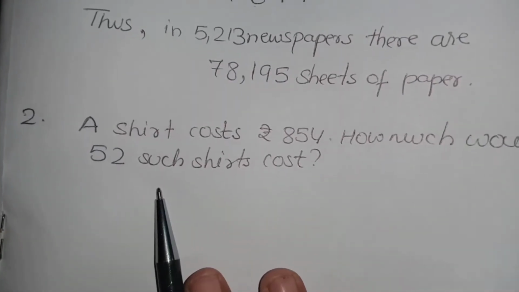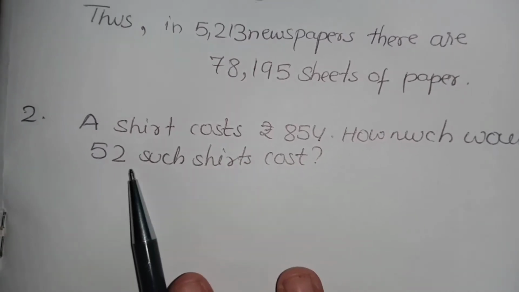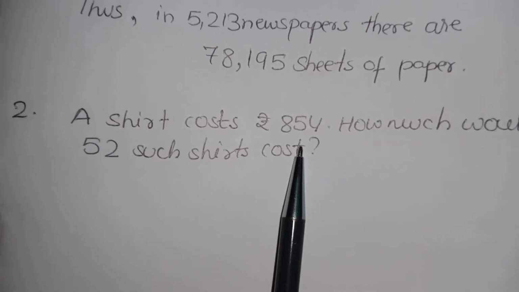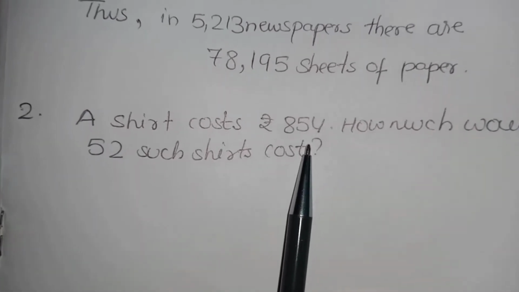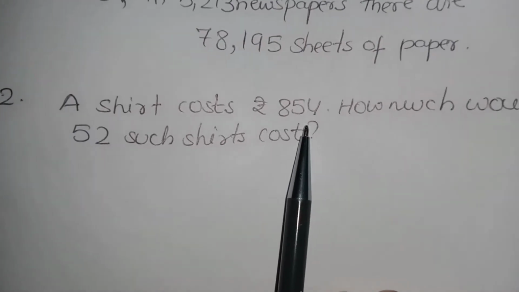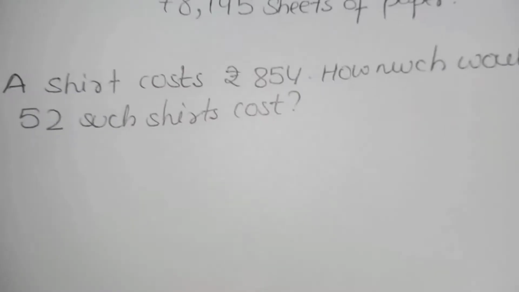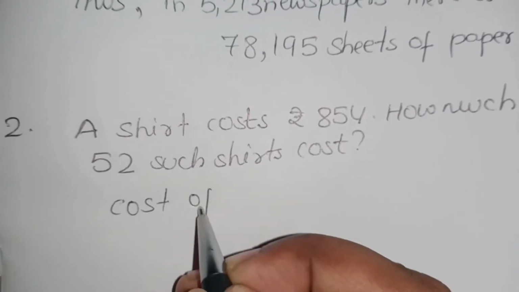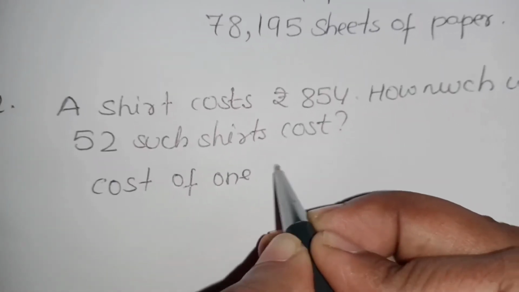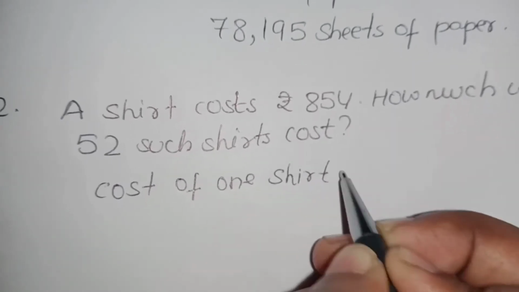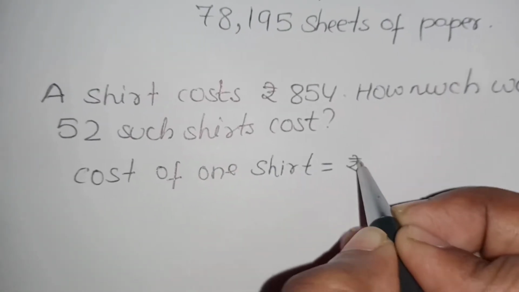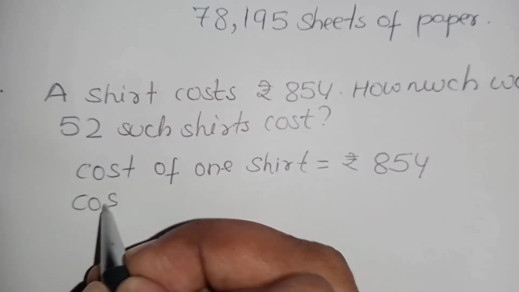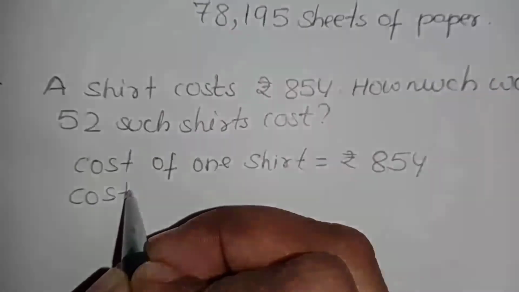I have already told you, if they have given us the cost of one thing and they are asking for many, what we have to do? We have to multiply. So now let's start. Cost of one shirt is equal to rupees 854. They are asking the cost of 52 shirts.